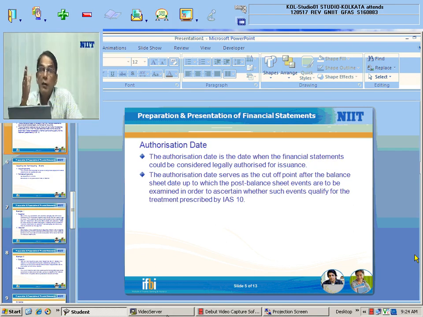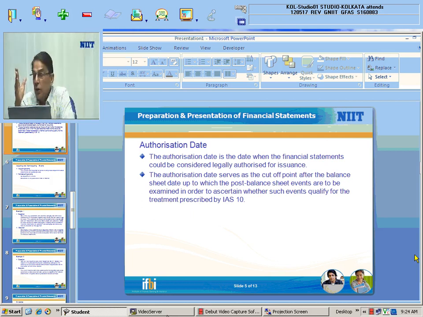So if you don't have a cutoff date, what will happen? Events will keep on happening after the balance sheet date, and you cannot carry on changing your balance sheet or make more disclosures based on events which are occurring after the balance sheet date. You must have a cutoff point beyond which you will not consider the events which may affect the financial position of the company as on the reporting date.